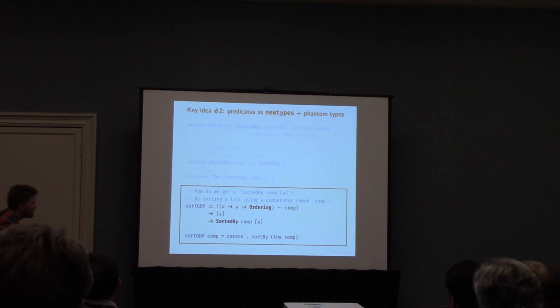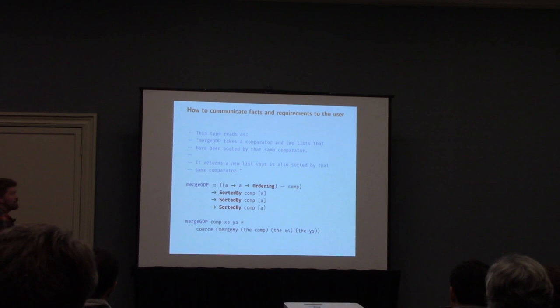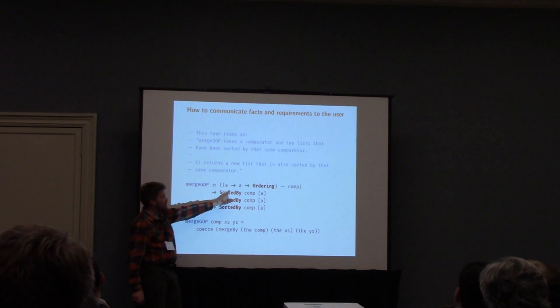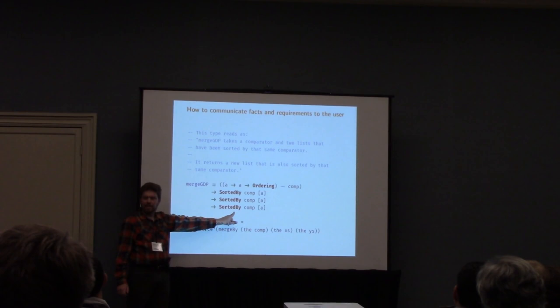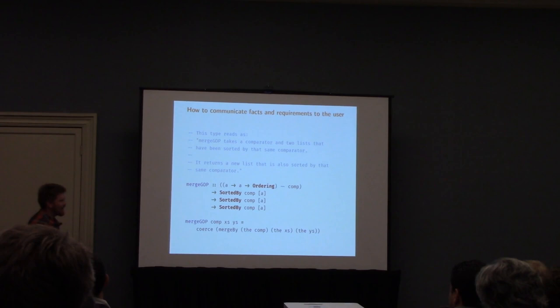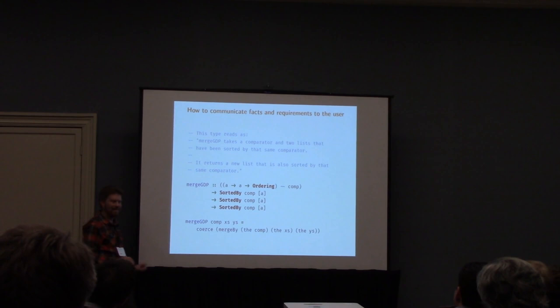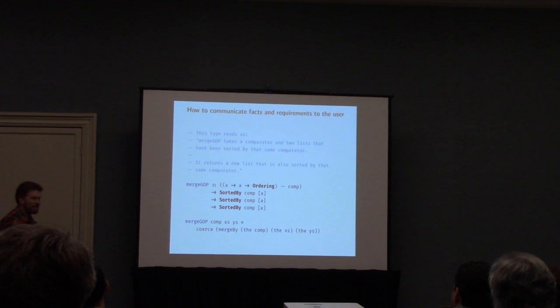Alright, so now how do we communicate that funny precondition that we had? Well, here's a version of merge. Give me a comparator named comp. Give me two lists that have been sorted by comp, and I'll give you back another list that's been sorted by comp. But actually something kind of magical has happened. We can't compare functions for equality, but this type signature ensures that these two have been sorted by the same function. So there's a little bit of voodoo going on with this combination of ingredients.